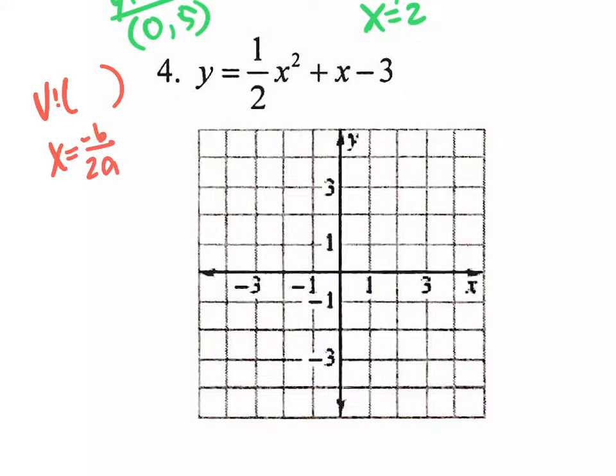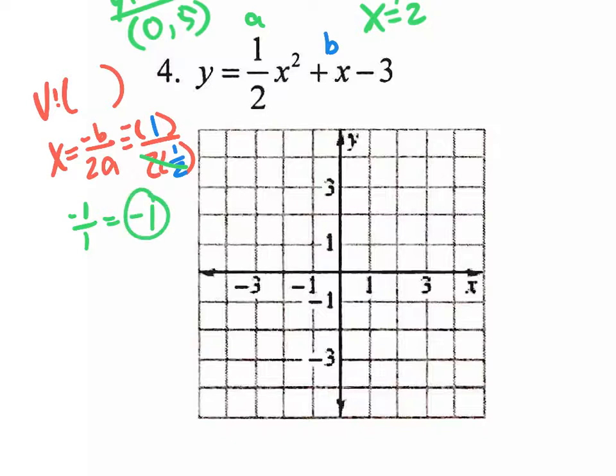X equals negative b over 2 times a, which is negative parenthesis over 2 times parenthesis. The b value happens to be 1. The a value happens to be 1/2. So the b value is 1, so you really have a negative 1 up there. And the a value happens to be 1/2, which is nice because 2 times 1/2 cancels and it becomes 1. So you really have negative 1 over 1, which means that the x value of your vertex is simply negative 1. So let's put a negative 1 right there for the x value of the vertex.